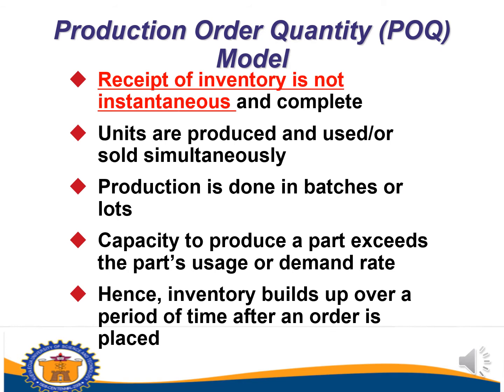Let's proceed now to the production order quantity model, or the POQ model. The assumptions here are, first, the receipt of inventory is not instantaneous and complete. Second, units are produced and used or sold simultaneously. Third, production is done in batches or lots. Fourth, the capacity to produce a part exceeds the part's usage or demand rate. And fifth, hence inventory builds up over a period of time after an order is placed.